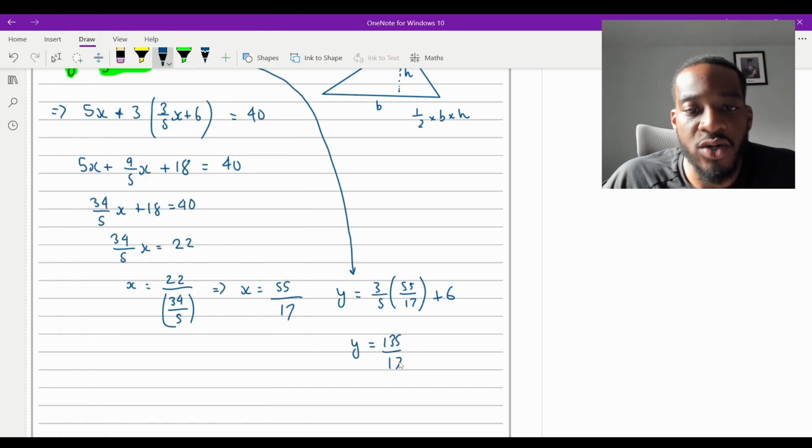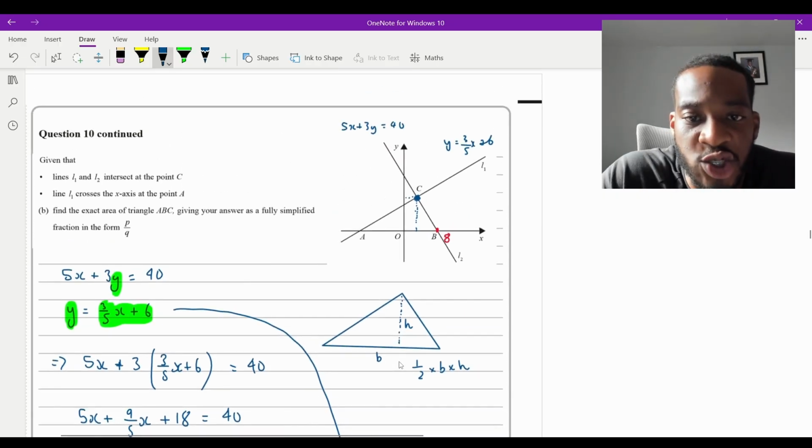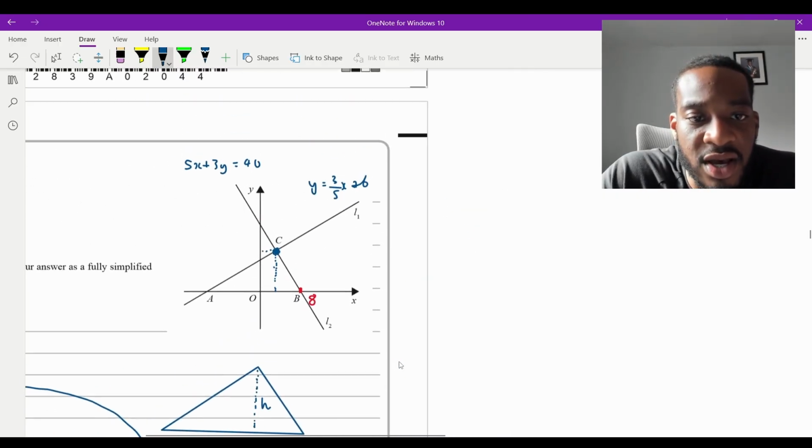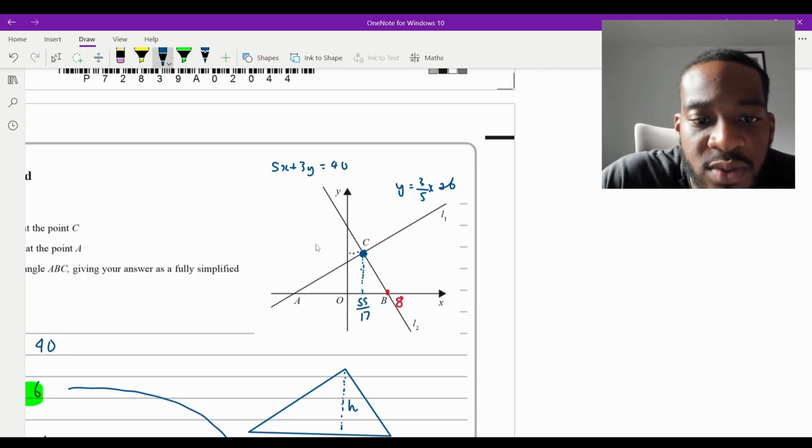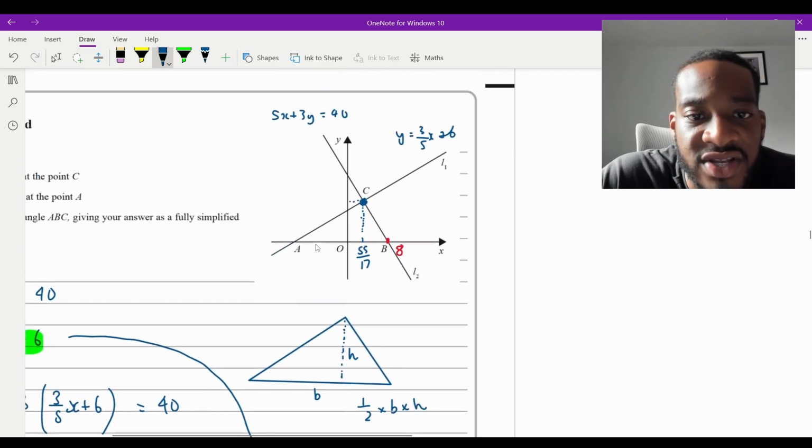135 over 17. So let's just see what that looks like geometrically. If I zoom in here, the x coordinate was 55 over 17. We now know the y coordinate was, what was it again? 135 over 17. Yeah.